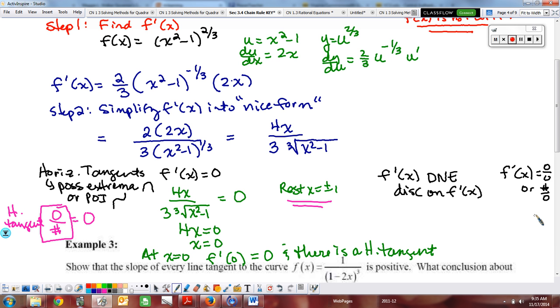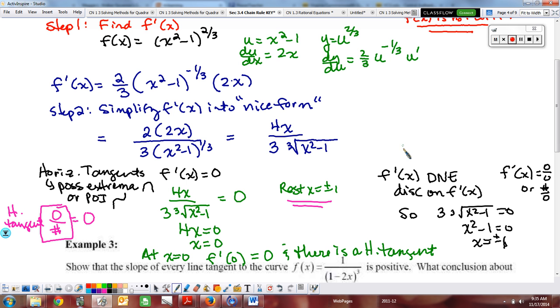It would not exist. So pretty much in the fraction, all I need to do is set the denominator equal to 0. So we would go 3 cube root of x squared minus 1 equal to 0, which is clearly going to equal 0 when x squared minus 1 equals 0, or x equals plus or minus 1. So this would be the location of everywhere where the function is not differentiable. Let's talk about what this means.